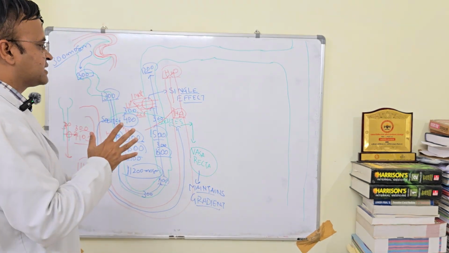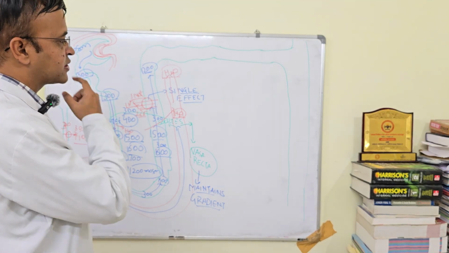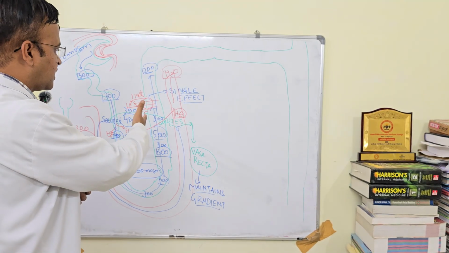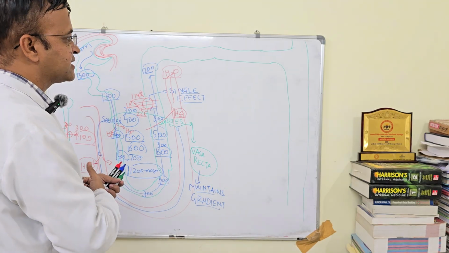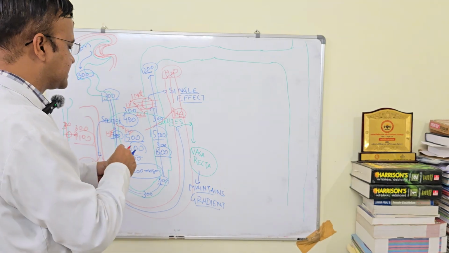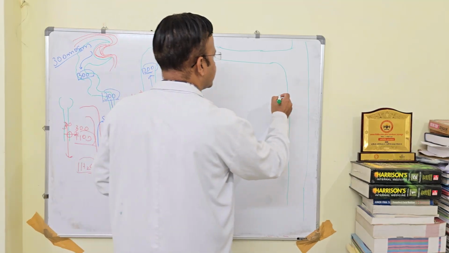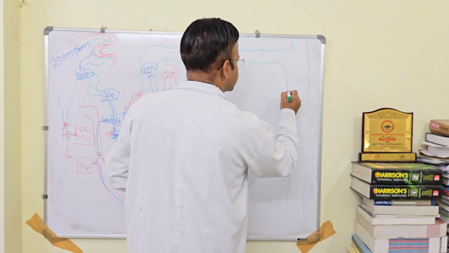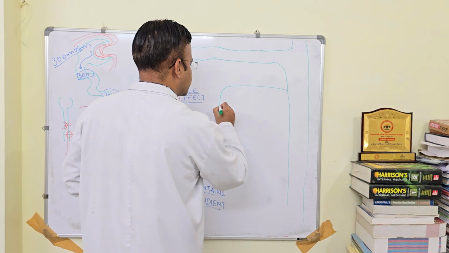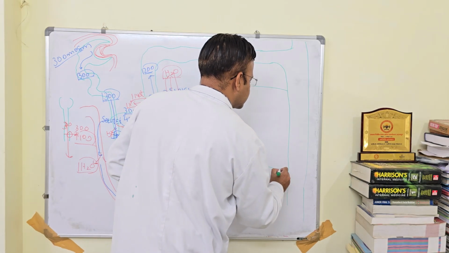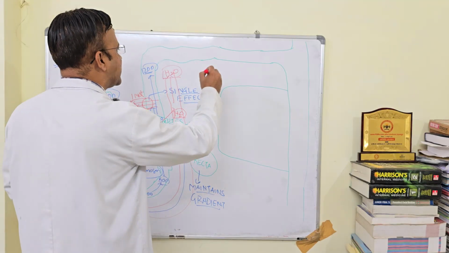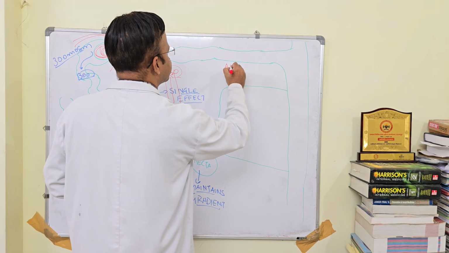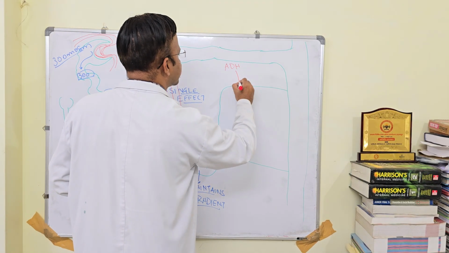Now this collecting duct has got two roles when it comes to coordinating with loop of Henle and vasa recta. What are those two roles? First of all, we'll draw a cell of collecting duct. If you follow my previous videos, you will know that ADH acts on which receptors? ADH acts on V2 receptors.